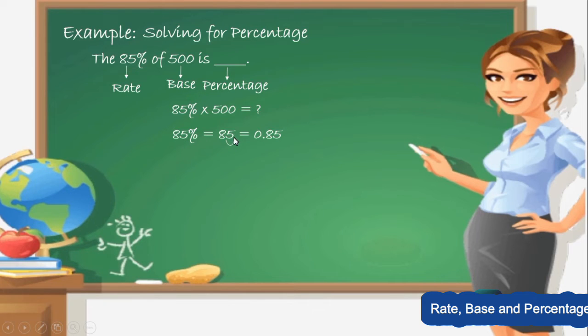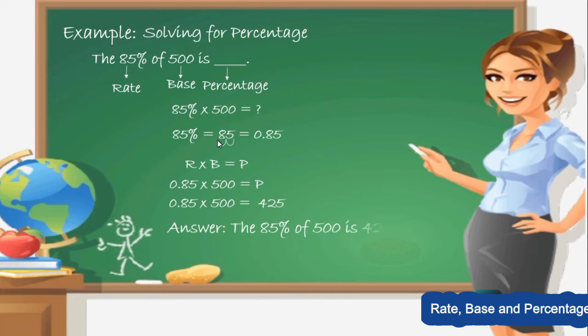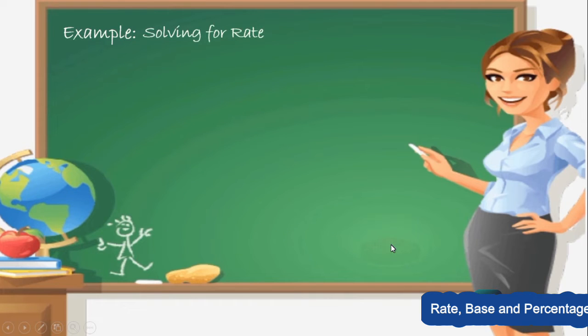So, dito yung point, ililipat doon, and then, mag-move tayo ng dalawa. So, dito na yung point. 0.85. So, R times B is equal to P. R is 0.85 times B, which is 500, is equal to P. So, 0.85 times 500 is equal to 425. So, the 85% of 500 is equal to 425. The percentage is 425.